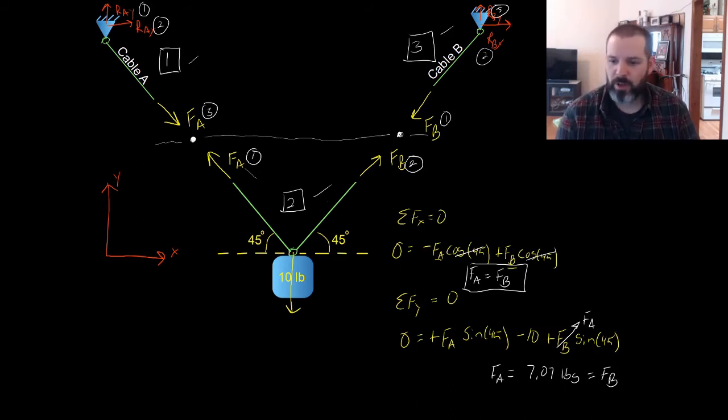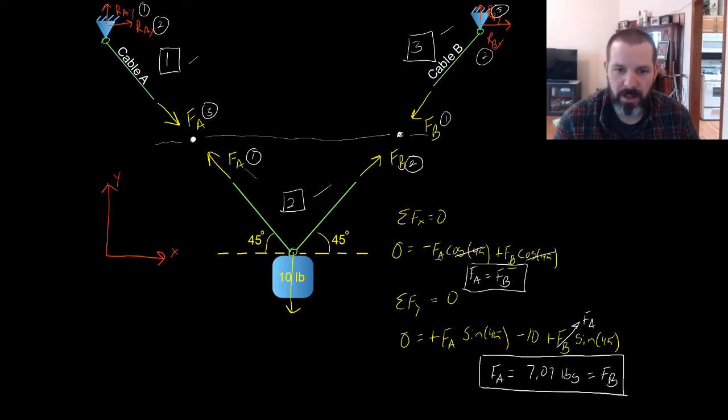So now we know that both FA and FB are equal to 7.07 pounds. Now, an important thing to note, FA and FB are both acting up, but FA is acting in the negative x direction, and FB is acting in the positive x direction, but they both have a magnitude of 7.07, and that magnitude is correct.